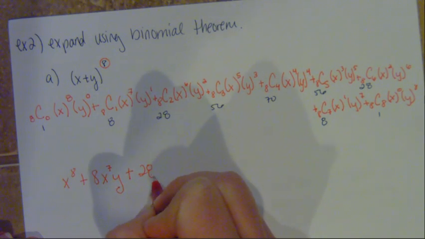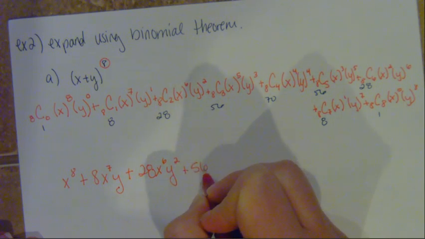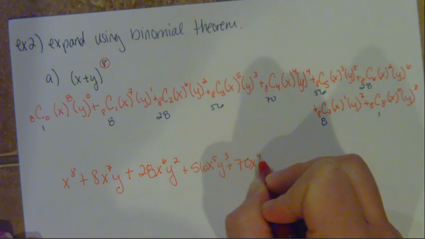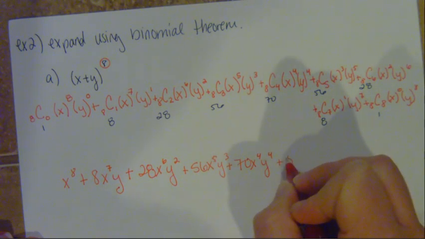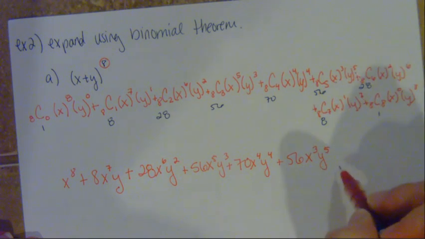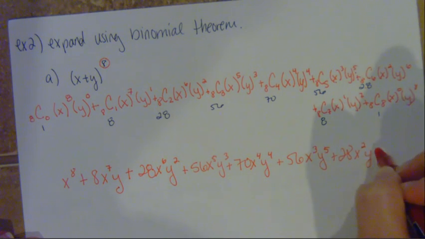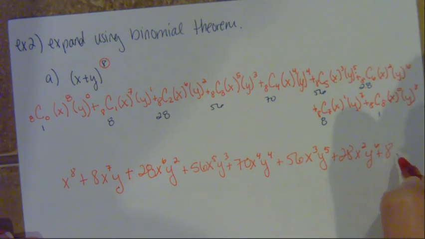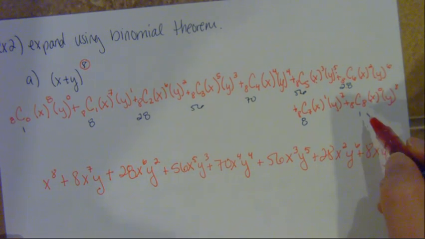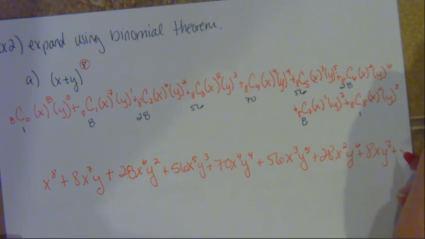Plus 28, x to the 6th, y to the 2nd, plus 56, x to the 5th, y to the 3rd, plus 70, x to the 4th, y to the 4th, plus 56, x to the 3rd, y to the 5th. So I'm taking these right here. Plus, there's my 28, x to the 2nd, y to the 6th, plus 8, x, y to the 7th, that's this term here. And then last but not least, plus, I've got 8 choose 8 is 1, don't have to write that, x to the 0, all out of x's, and I've maxed out my y's with a y to the 8th.